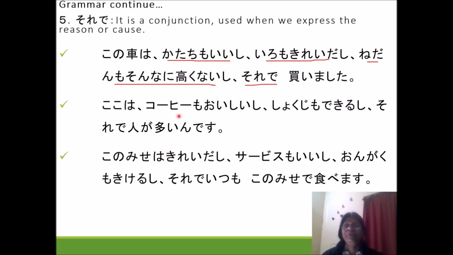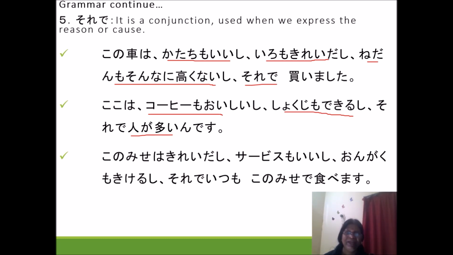Koko wa kohi mo oishii shi, sokuji mo dekiru shi, sore de hito ga ooi desu. In this place, coffee is tasty. Sokuji mo dekiru shi, you are able to eat something. Sore de hito ga ooi desu. That is the reason people here are more.